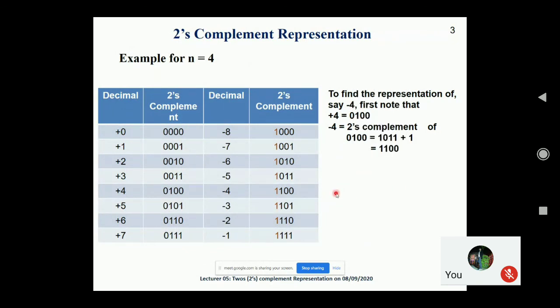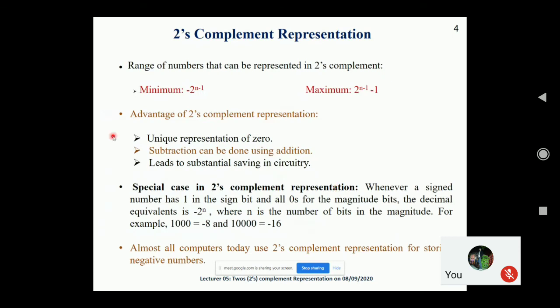Okay, so next one. Maximum is okay. Maximum means we are going from +0 to +7. Minimum is when we are using the -7. So based on this, there are different advantages of 2's complement representation.